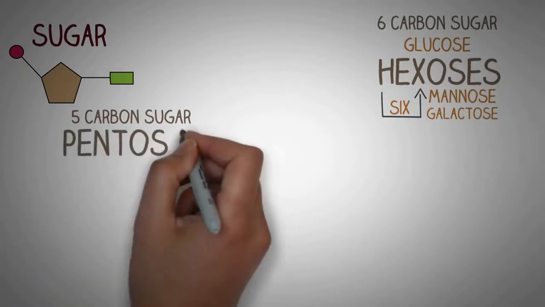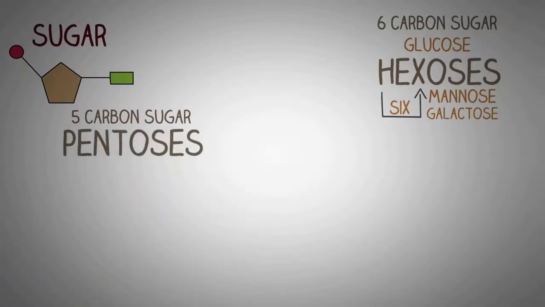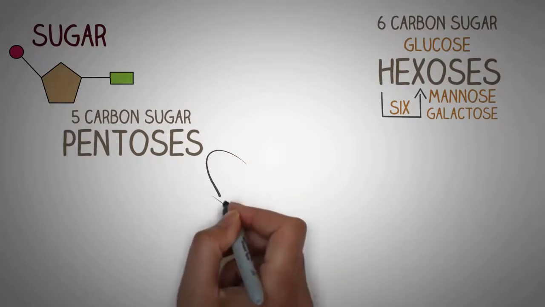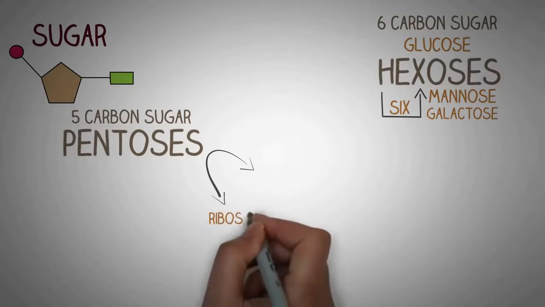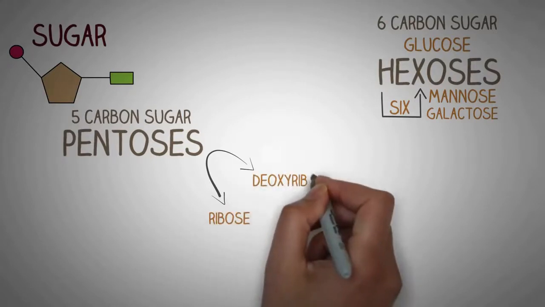Similarly, 5 carbon sugars are called pentoses, the word pent meaning 5. There are different types of pentoses in our body, but the two important types of pentoses that are present inside the nucleic acids are the ribose and the deoxyribose.